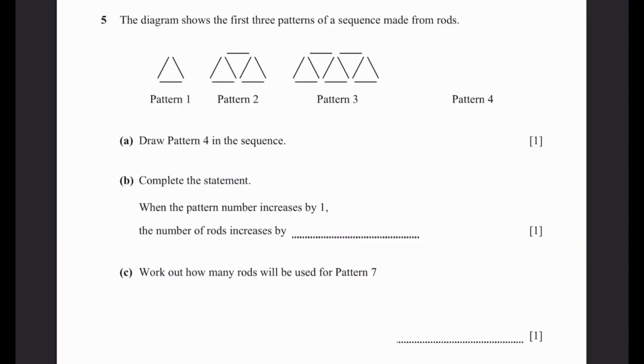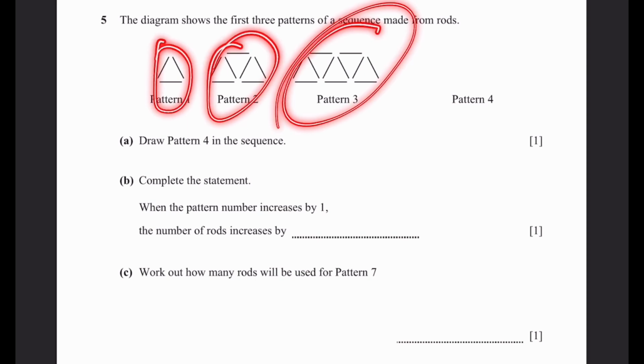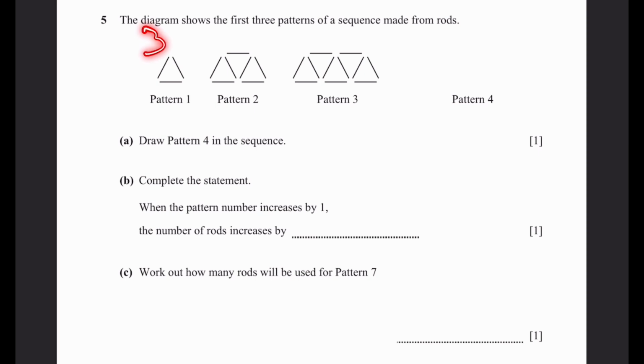Question 5. The diagram shows the first 3 patterns of a sequence made from rods. So we have pattern 1, 2, 3 over here. And we can see pattern 1 has 3, pattern 2 has 7. And if you count for pattern 3, it'll actually have 11. Draw pattern 4 in the sequence. So let's see how that looks. We'll just copy down pattern 3. That's pattern 3. Now we need to add another 4. So that's 1, 2, 3, and 4. So that's how you do pattern 4.